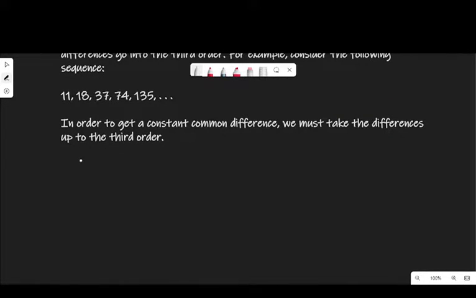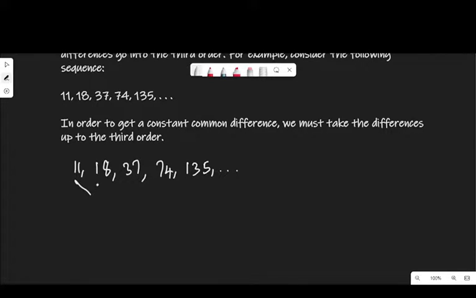So to get a constant difference in this sequence, we need to take the differences up to the third order. Let's do that and let's see. We have 11, 18, 37, 74, 135, and so on and so forth.